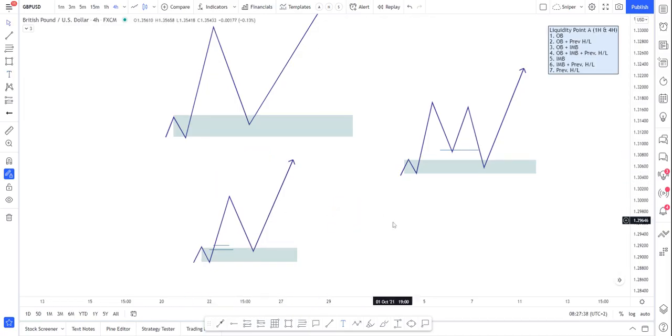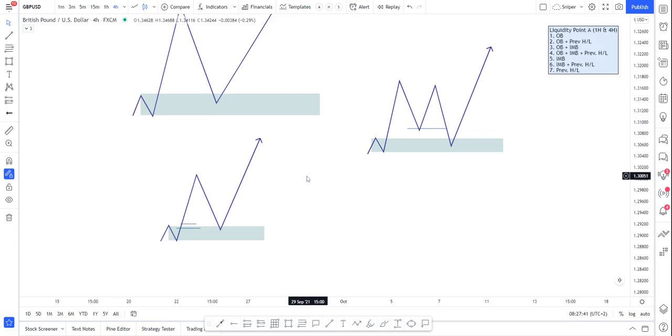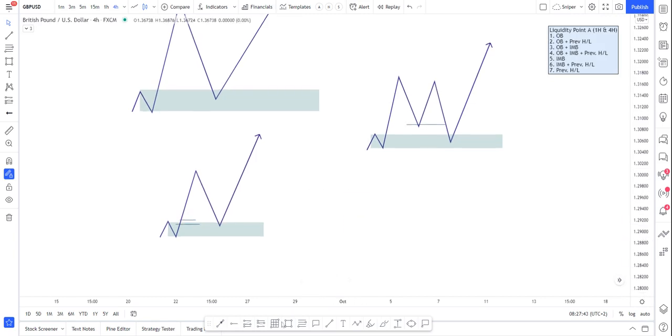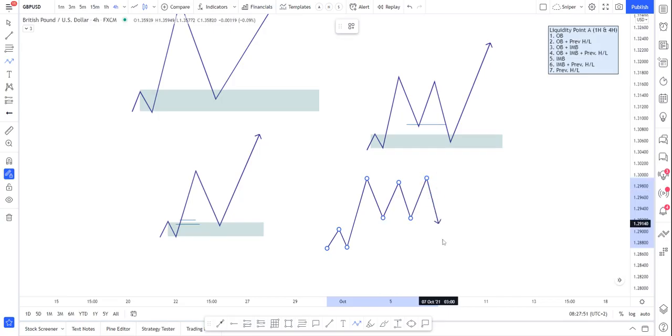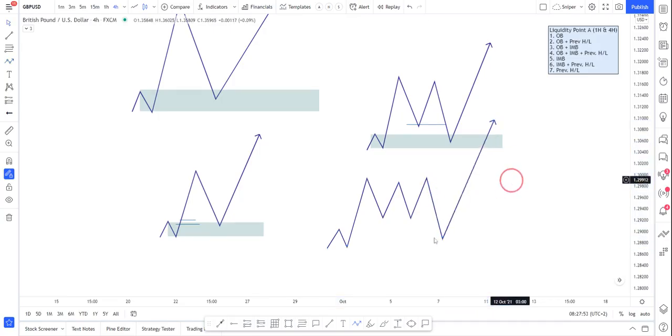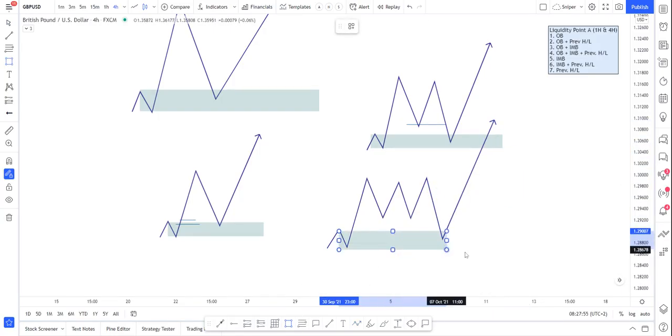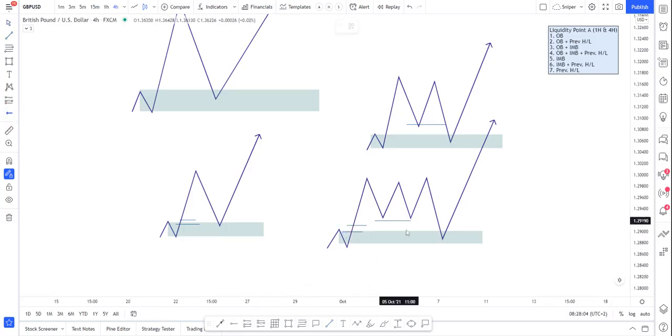So then number 4 is order block, imbalance, and previous high and low. That is my favorite, and I think that's the highest probable one out of all of them, where we have our order block, we create imbalance, we create maybe some lows, and then price taps into our area and moves towards the upside. So in this case, we have our order block marked out, we have our previous lows, and then we could see some imbalance there as well, where we have the imbalance, the lows over there, and that's then where we look for our entry.